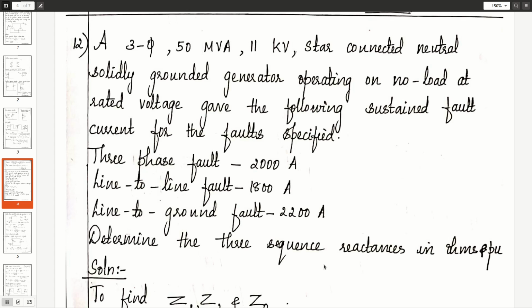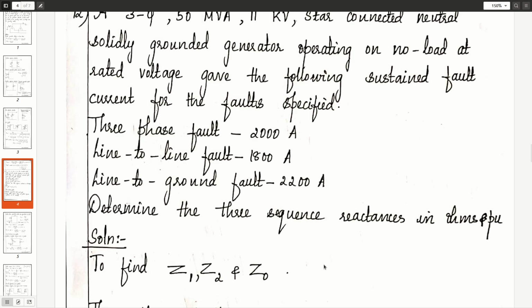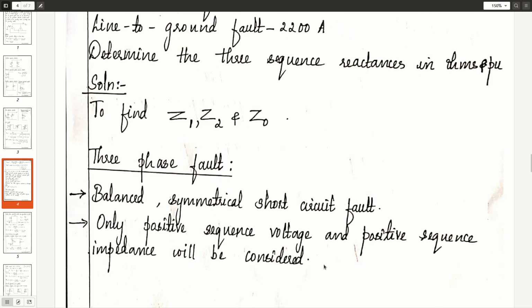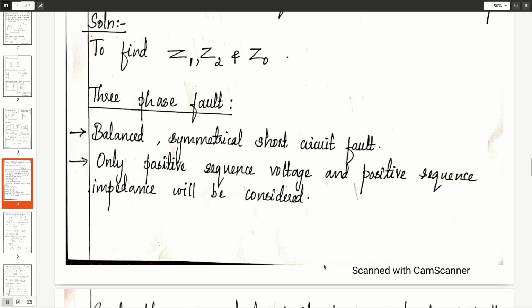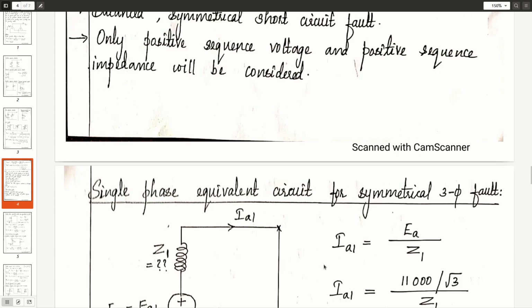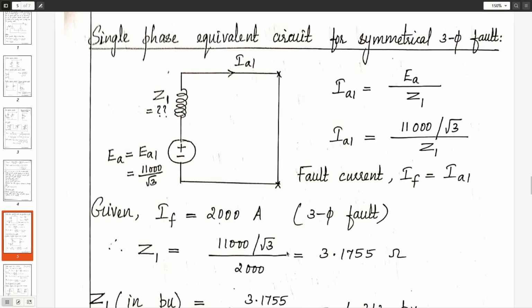So for the given generator, for the three types of fault, the fault currents are measured and they have asked to calculate the sequence reactances Z1, Z2, Z0. So first let us start with three-phase fault. We all know three-phase fault is a balanced symmetrical fault. So only positive sequence voltage and positive sequence impedance will be considered in the analysis of three-phase symmetrical faults. So we draw the single-phase equivalent circuit for a symmetrical three-phase fault as shown in this network.